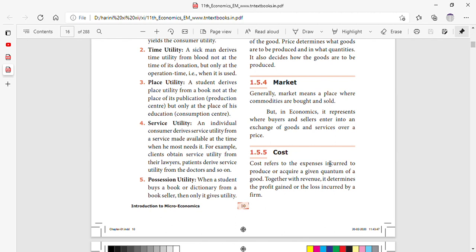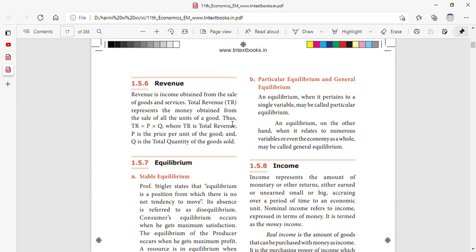So cost. What is cost? Cost refers to expenses incurred for purchasing that product or making that particular product. There is a production expense for producing a product, and that production cost is called cost. So what is revenue? Revenue is the amount earned by selling a product, it is called revenue.